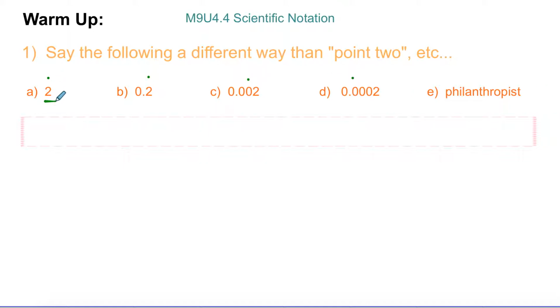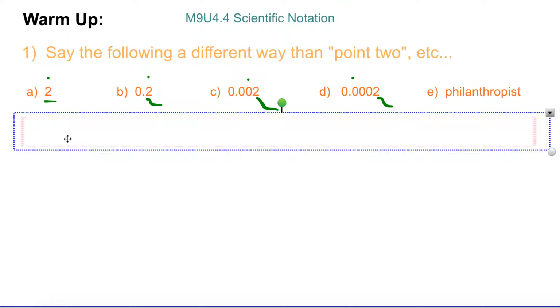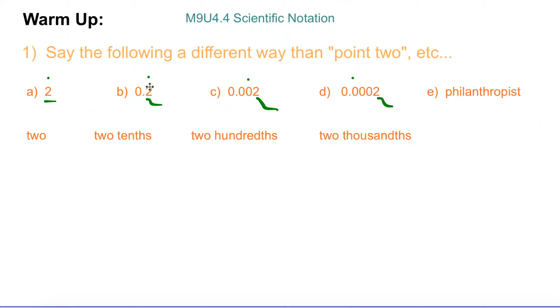This is 2, and this is 2 tenths, and this is 2 tenths, hundredths, thousandths, and this is 2 tenths, hundredths, thousandths, ten-thousandths, and this is philanthropist. It has nothing to do with it, but it's just a fun word to say. So this looks like 2 tenths, right? Because this is the number 2, and it's in the tenths place. This is the number 2, but it's in the hundredths place.